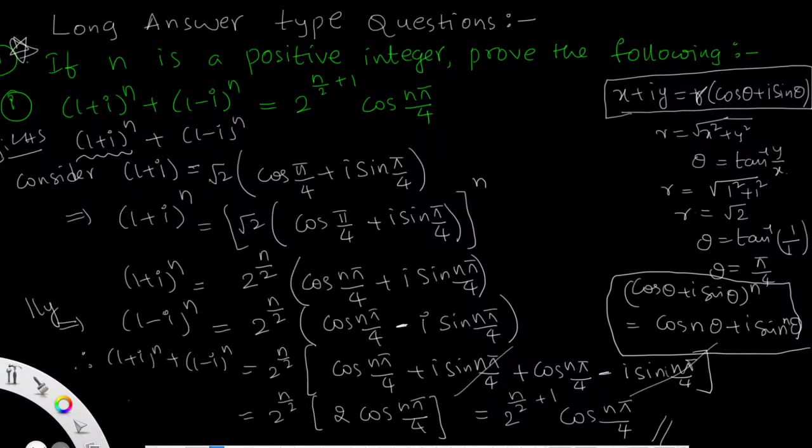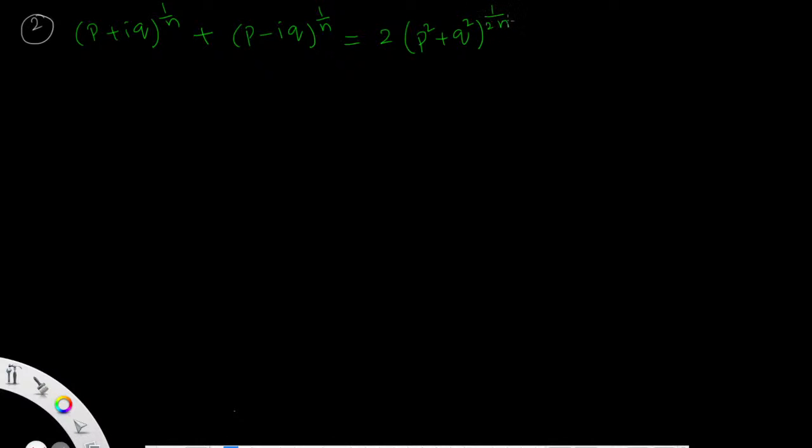Next, go to the second question. Question number 2: p plus iq whole to the power of 1 by n plus p minus iq whole to the power of 1 by n equals 2 into p square plus q square whole to the power of 1 by 2n into cos of 1 by n into tan inverse of q by p.